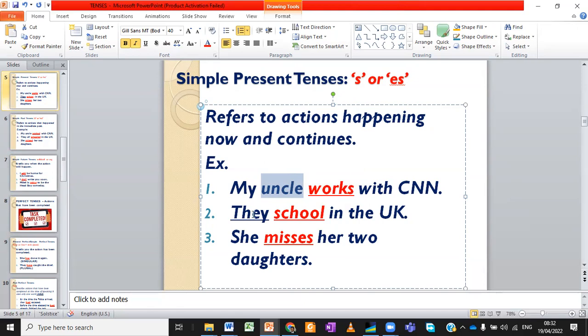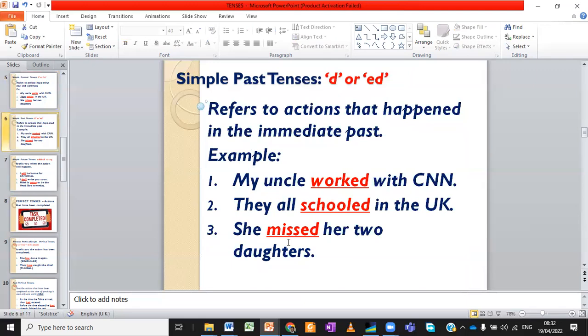So there is a plural verb. School is a plural verb. Okay, we'll discuss concord some other time. Okay? Okay, let's move to simple past.